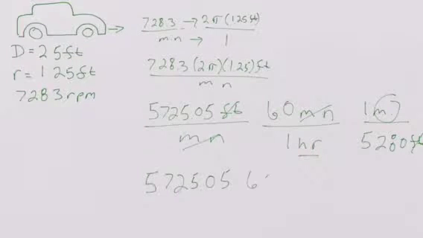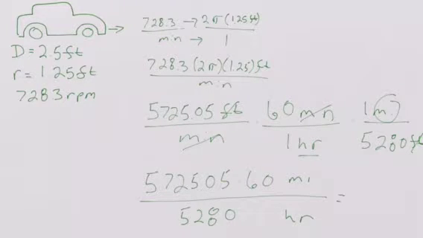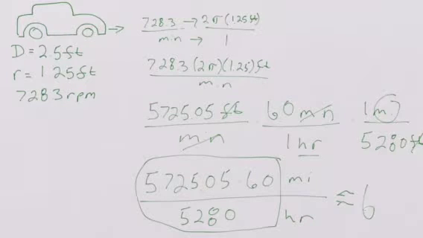So once we clean our math up, we end up with 5,725.05 times 60. There's no other number left on top. I'm not going to write times 1 because you don't have to, but my last unit, miles, is on top, and then we're going to divide the whole thing by whatever's on the bottom, which in this case is 5,280, and the only unit left on the bottom is hours. Once you throw this part right here in a calculator, you will get approximately 65 miles per hour.